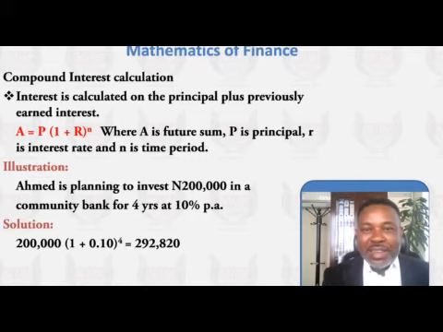So using the Ahmed illustration to compute the compound interest and the future value of the investment, the principal is 200,000, rate is 10%, while time is 4 years. Then when you multiply out, you get 292,820.